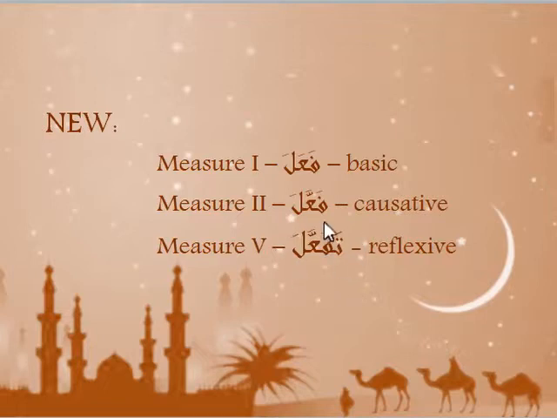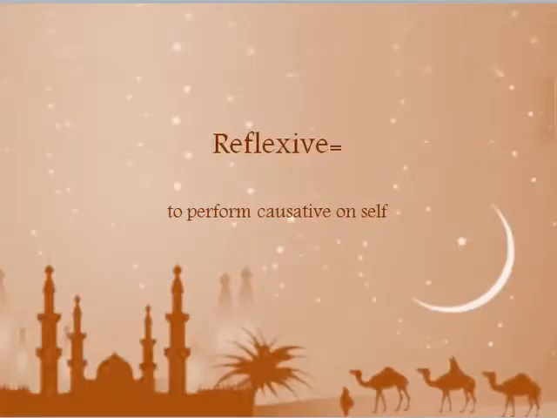Okay, so that's the form. Just put a ta in front of measure 2. Now, what is the meaning? Well, the meaning of measure 5 basically is reflexive. You're saying, what on earth does reflexive mean? Well, think of reflexive as meaning to perform the causative on yourself. Saying that still doesn't help me very much. Well, it makes a lot more sense when we give you an example.